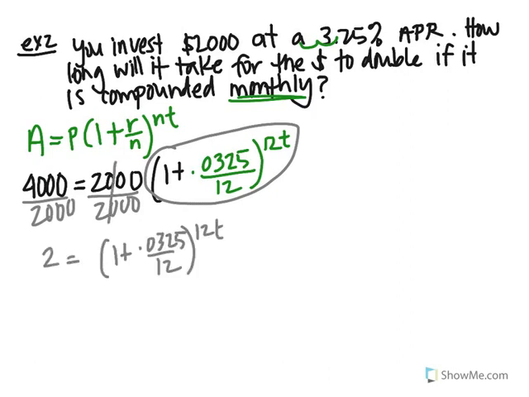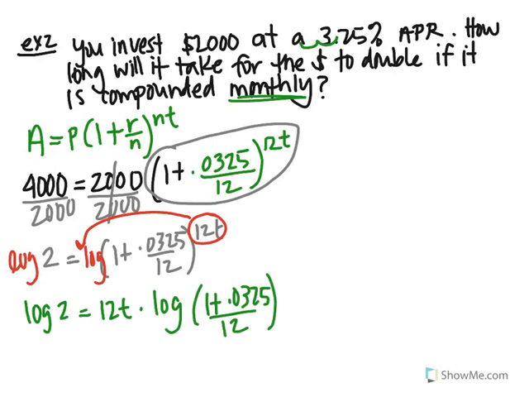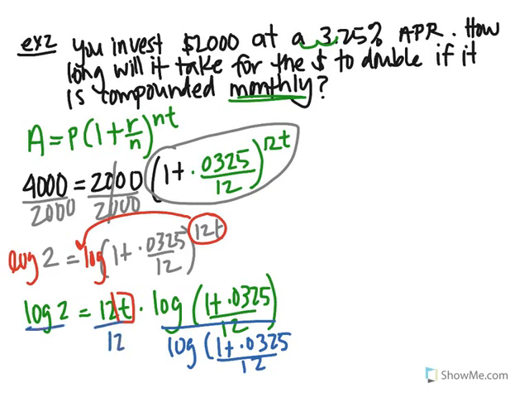So now, since the base is an exponential, you're going to go ahead and log both sides, because you want to bring down this exponent right here and bring it out in front. So after you do that, you'll have this. So you want to get t all by itself. You need to isolate that. So you're going to divide out the log of all this, 1 plus 0.0325 over 12, and you're also going to divide out the 12 on both sides.